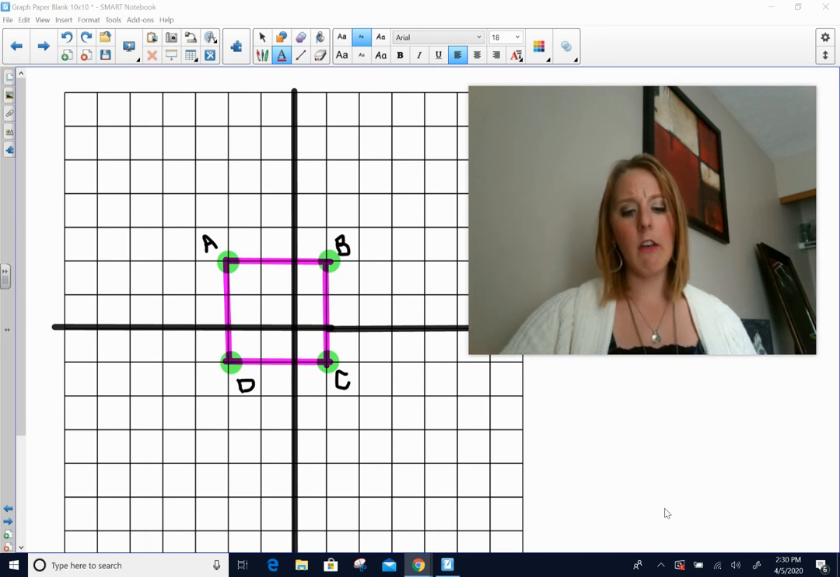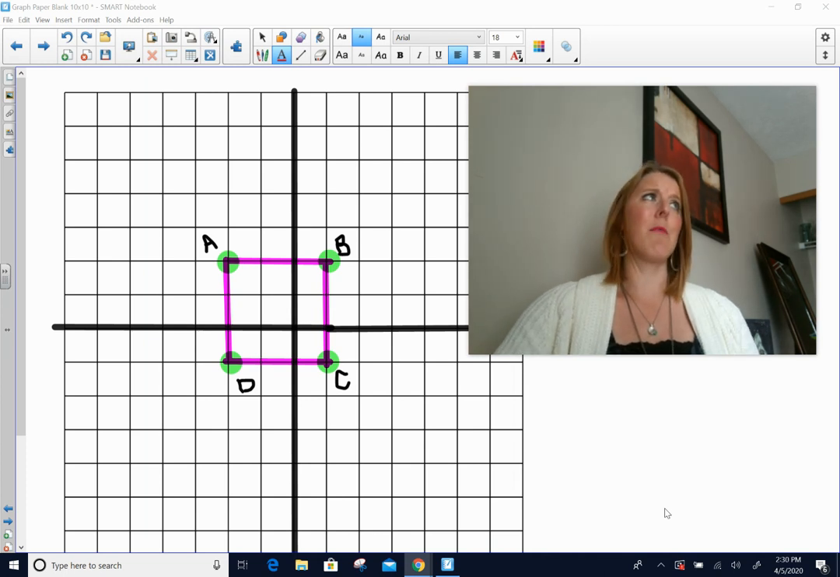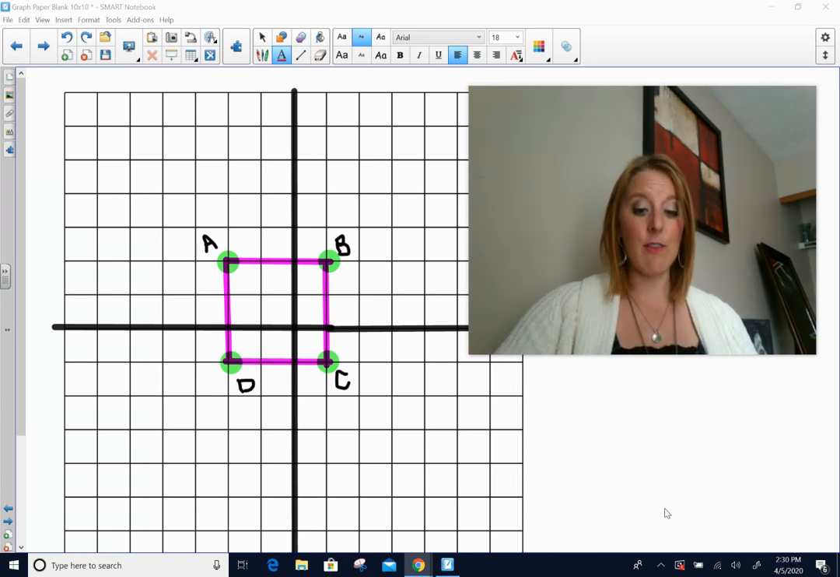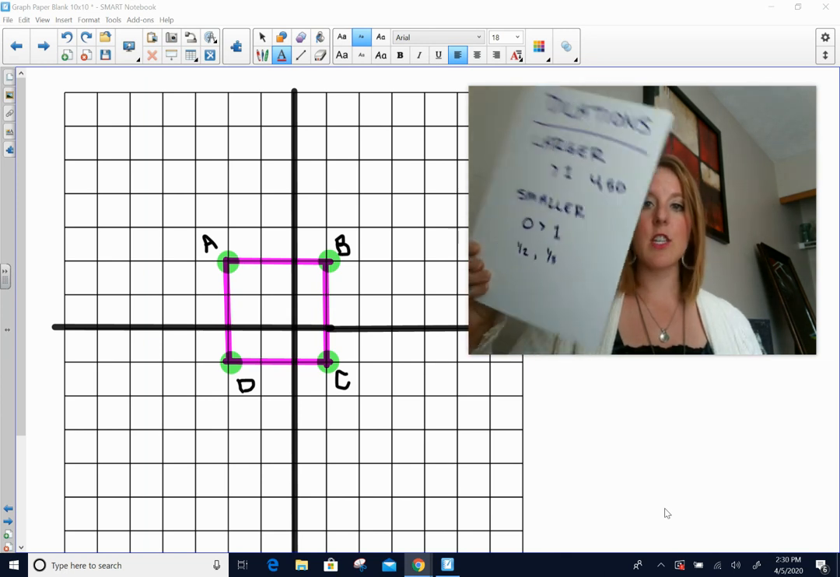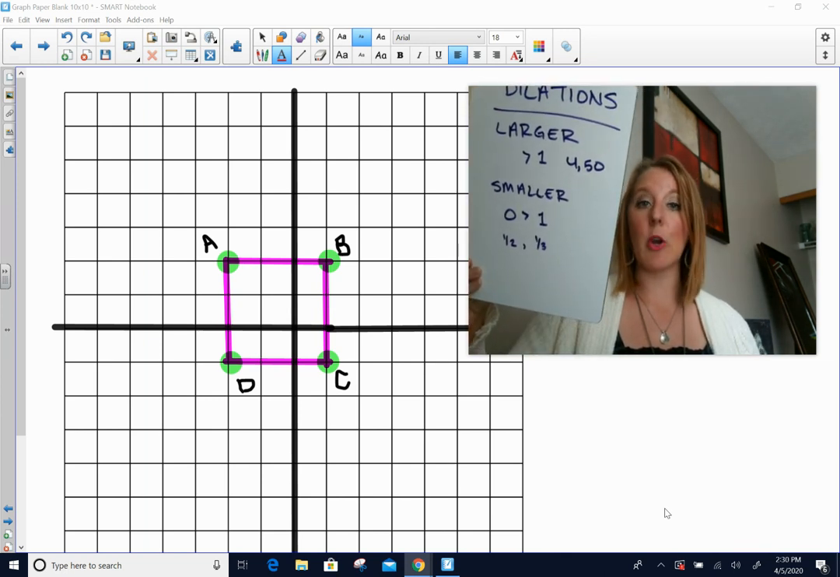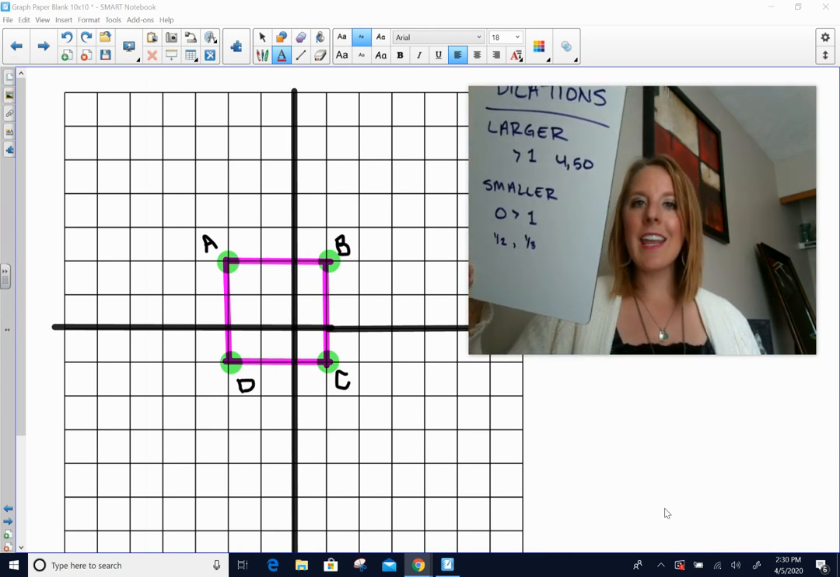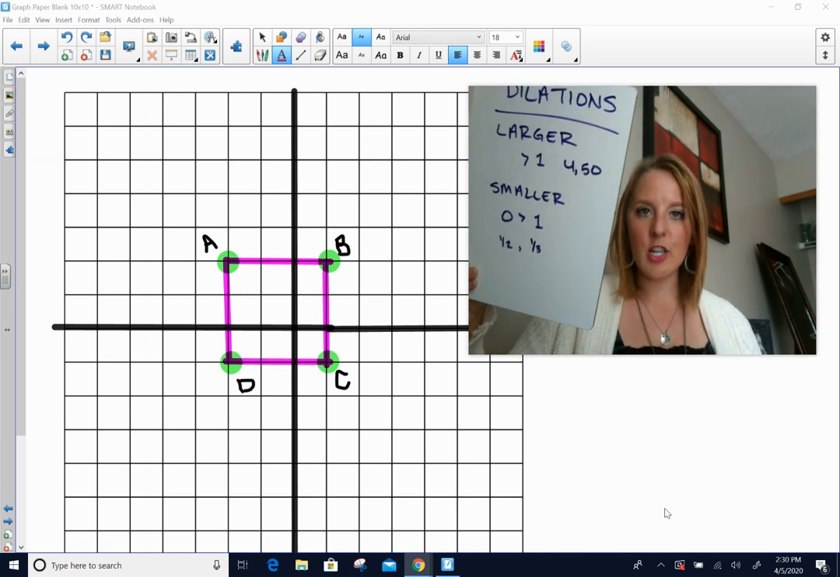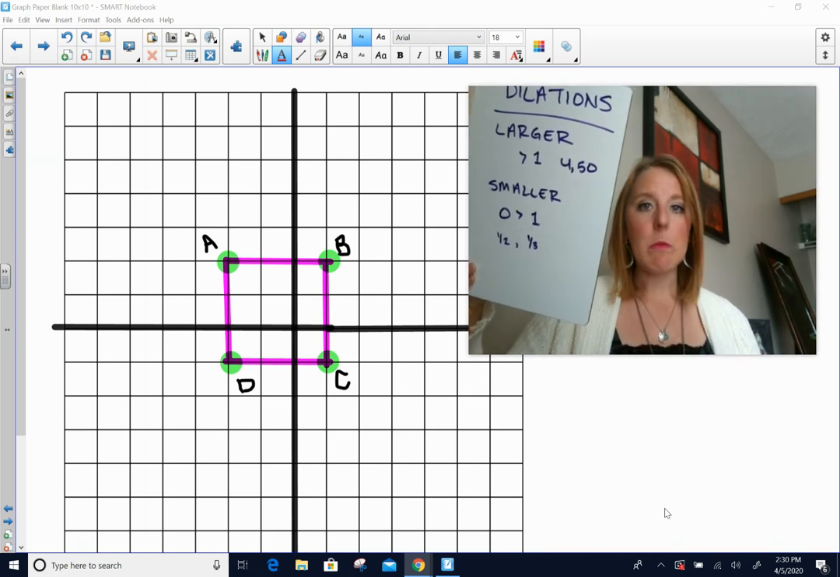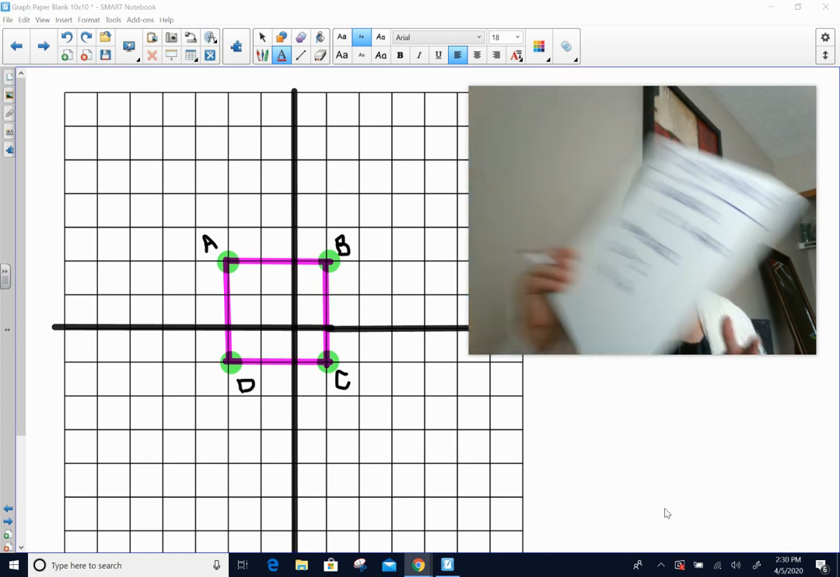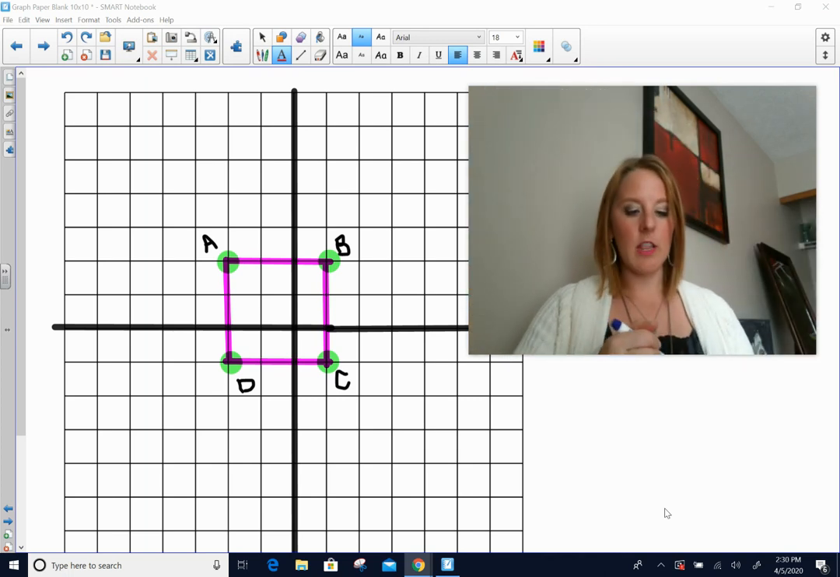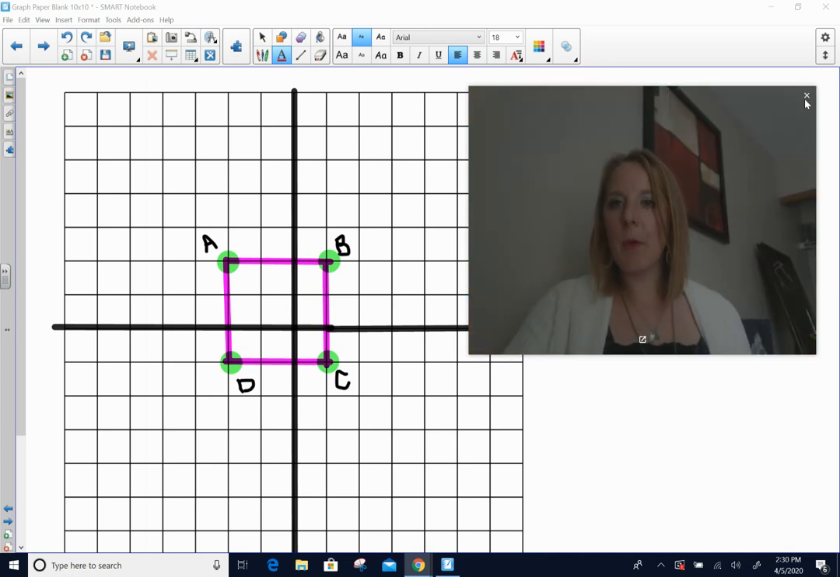So it could be like 4. You could dilate it by 50. That would be a really big one. But essentially, when you're doing something larger, it's got to be a number greater than 1. If you're dilating it and your scale factor is 1, your shape isn't going to change. It's not going to move. Okay. So here we go. Let's do an example.